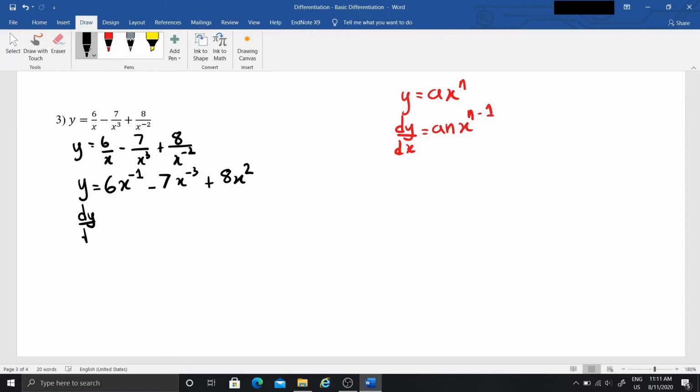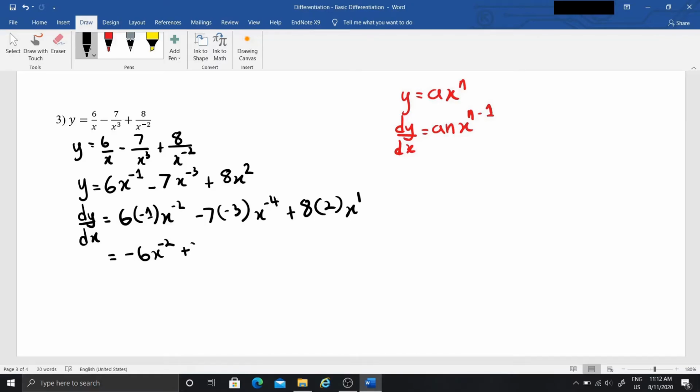So dy/dx equals 6 and your a is minus 1, n minus 2, minus 7, minus 3, x minus 4, plus 8 times 2, x to the power of 1. Now we simplify our function, which will give minus 6x^-2 plus 21x^-4 plus 60x.